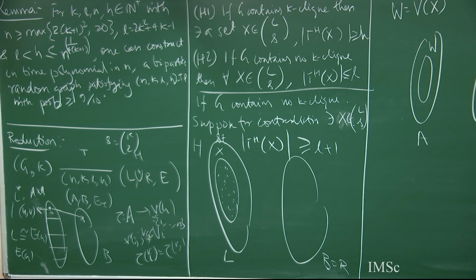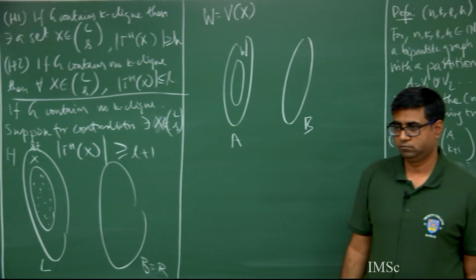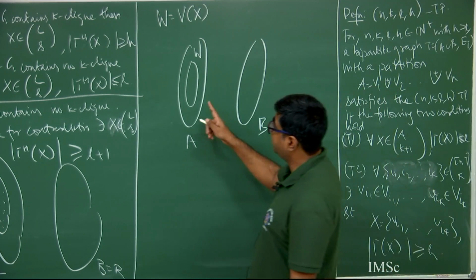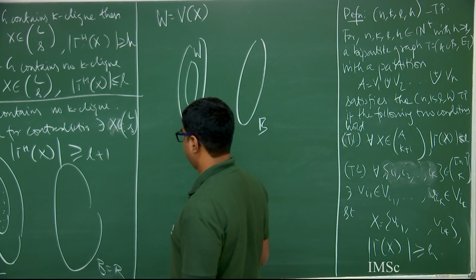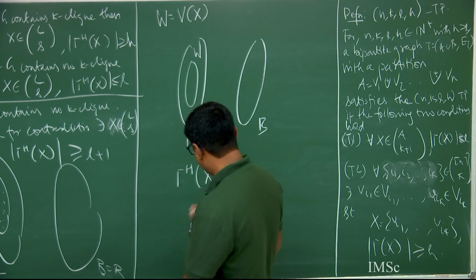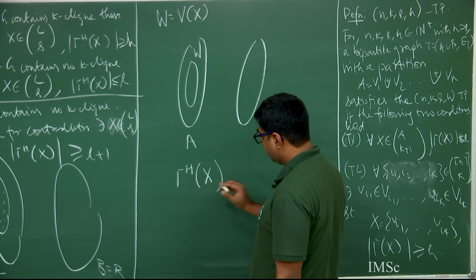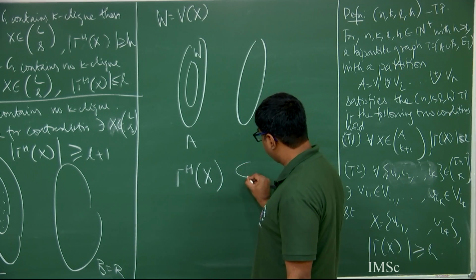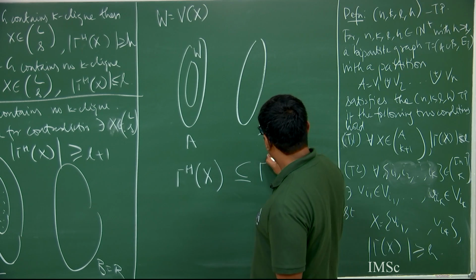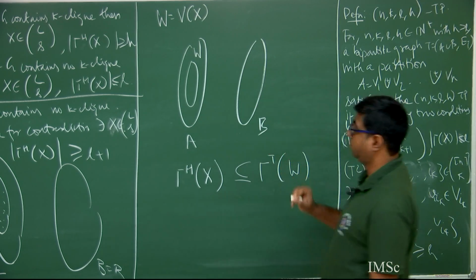What can be the size of W? One thing we definitely know is that tau H of X, whatever this set is, is contained inside tau T of W.